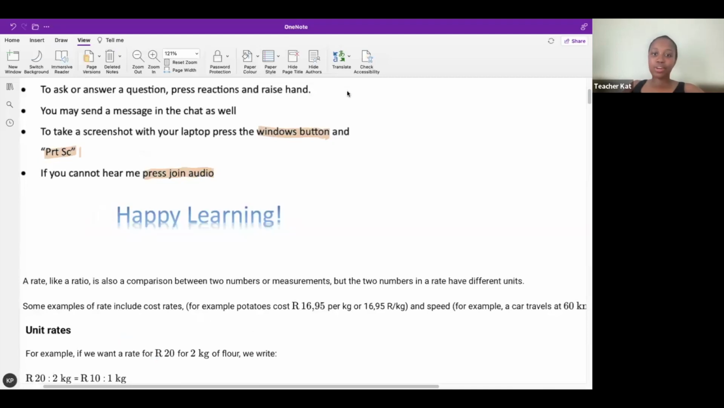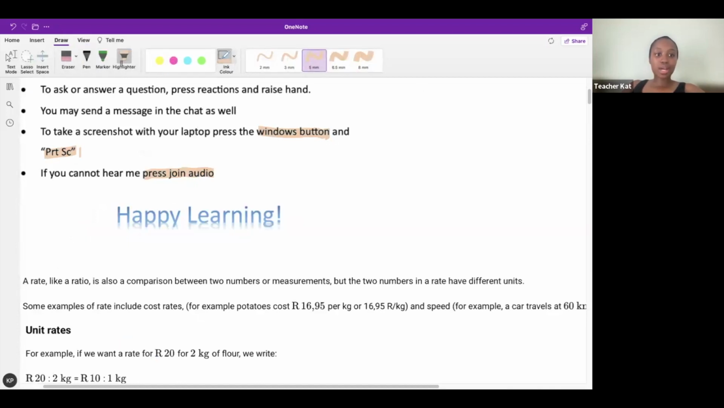Last time we spoke about ratios, and we said ratios are the comparison of two quantities which have the same unit. The only difference between a rate and a ratio is that a rate, like a ratio, is a comparison between two or more numbers or measurements, but the two numbers or measurements in a rate have different units. So that's the only difference. We're working with different units now.